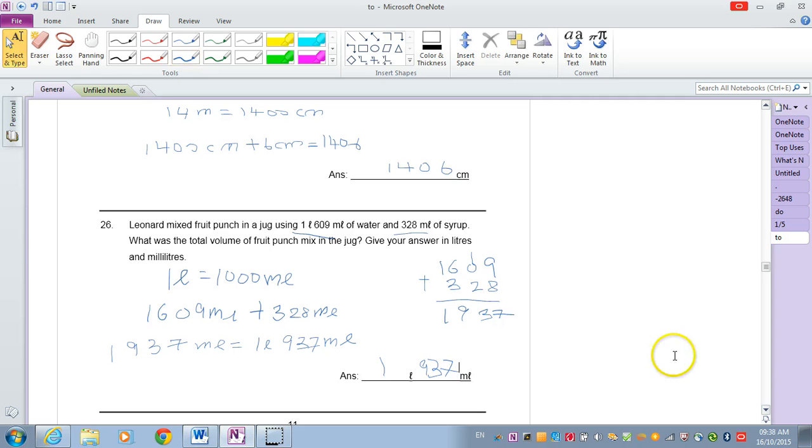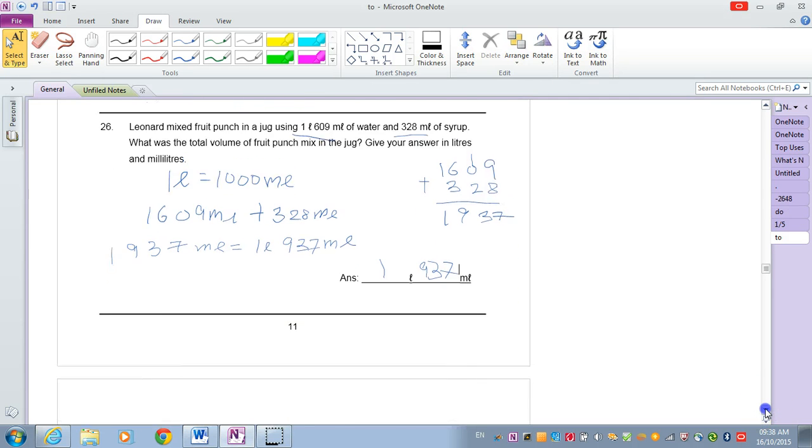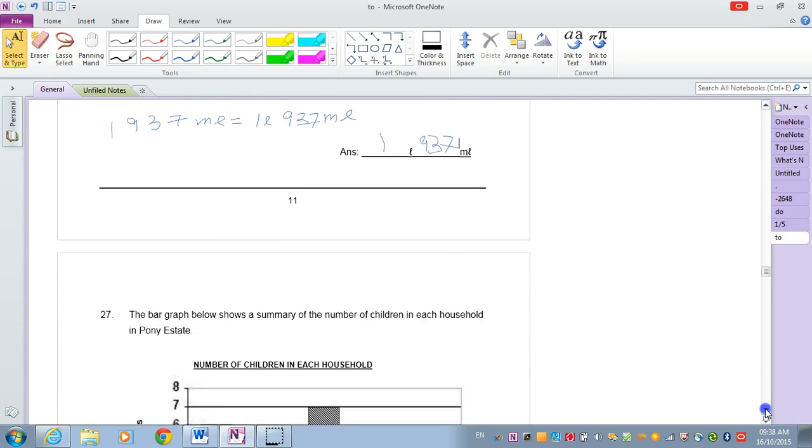Alright, now let's move on to question 27. It's a question on bar graph.